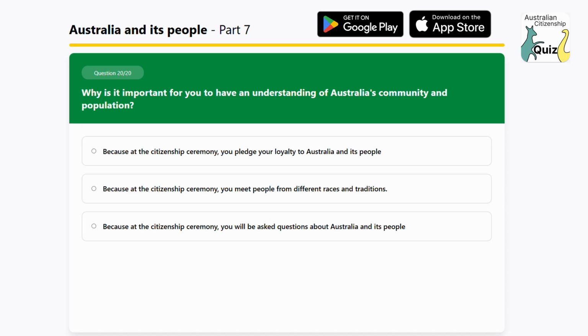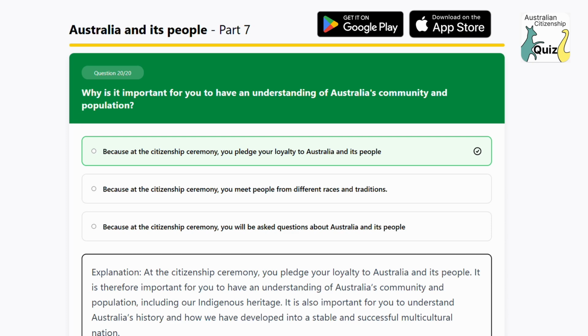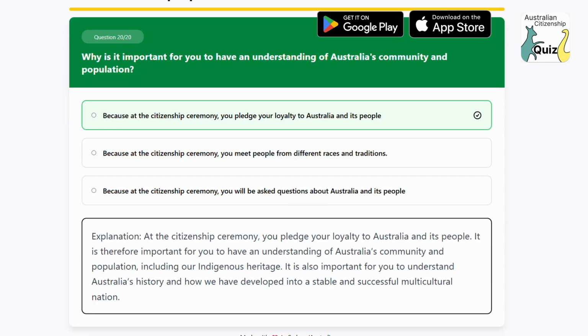Why is it important for you to have an understanding of Australia's community and population? Option 1, because at the citizenship ceremony, you pledge your loyalty to Australia and its people. Option 2, because at the citizenship ceremony, you meet people from different races and traditions. Option 3, because at the citizenship ceremony, you will be asked questions about Australia and its people. The answer is, because at the citizenship ceremony, you pledge your loyalty to Australia and its people.